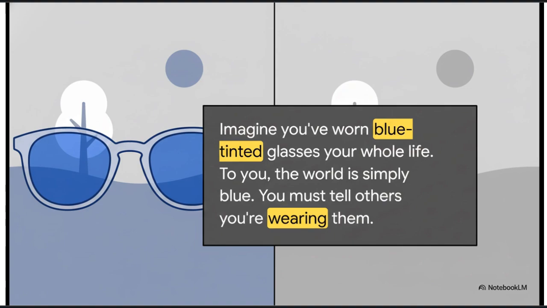Imagine you have worn blue-tinted glasses your entire life. You don't even remember putting them on. They're just part of you. So for you, the world just is blue. That's your reality. That's your ontology. Now, if you point to a white wall and say to a student, "Look at that blue wall," they're going to be totally confused, right? The point isn't to try and take your glasses off. The point is to simply say, "Hey, just so you know, I'm wearing blue-tinted glasses." You have to make your invisible lens visible.